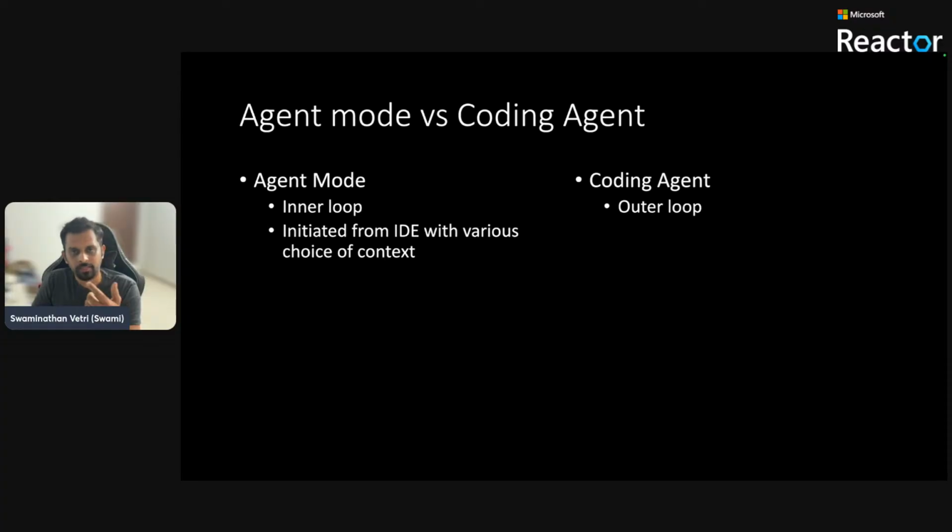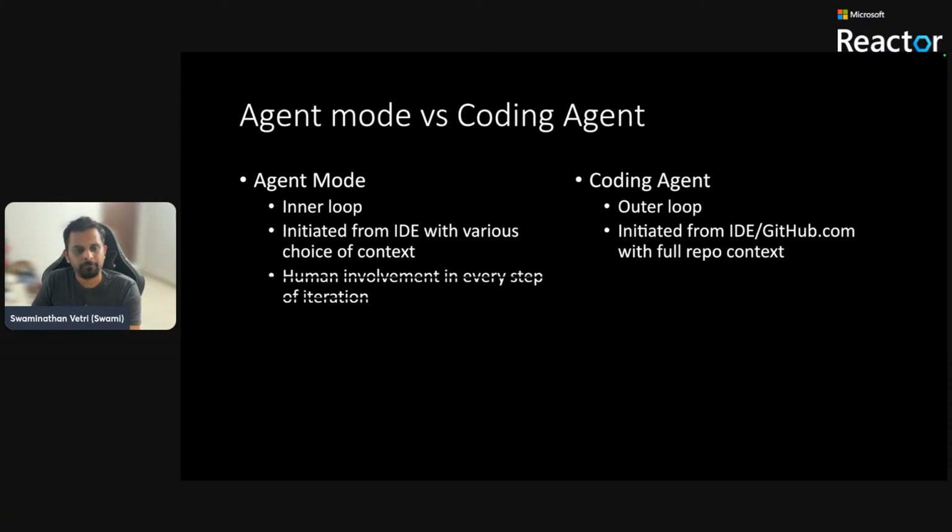It does understand the code base, and it has to understand where the code should be changed, what all tests are to be modified, and how to validate the output, etc. Everything will be done by the coding agent itself. So agent mode, typically you'll initiate from the IDE with various choices of context, but coding agent is something initiated from the IDE or GitHub.com, and you will always have a full repo context for that. You can't choose specific files or anything like that.